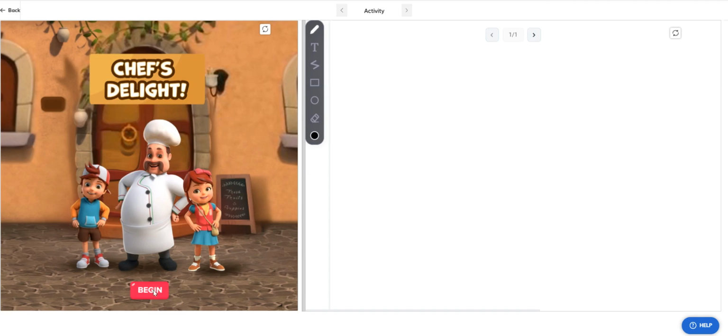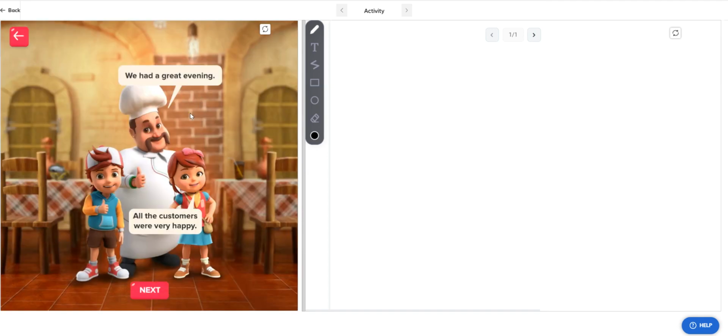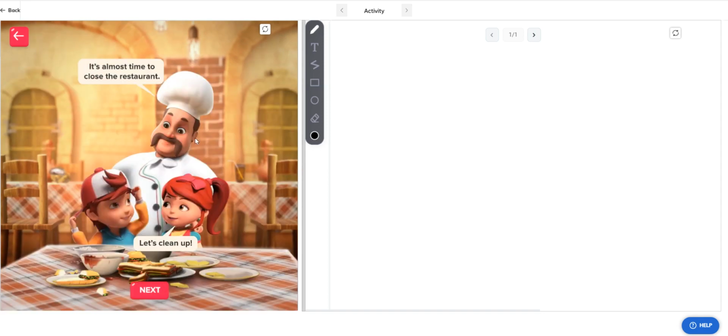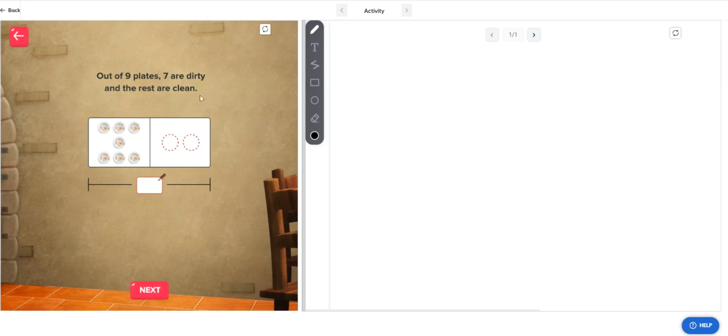Well, let us begin. We had a great evening and all the customers were very happy. It's almost time to close the restaurant, so let's not wait much and let's get cleaning up. Out of 9 plates, 7 are dirty and the rest of them are clean. So how many are there here in total?